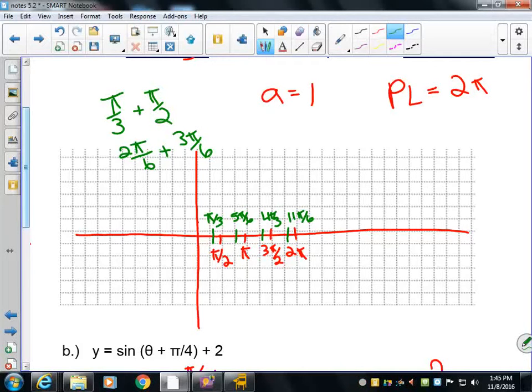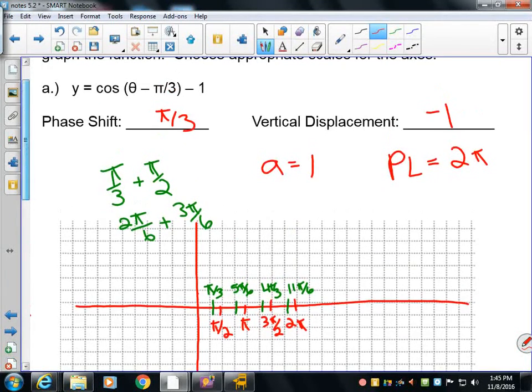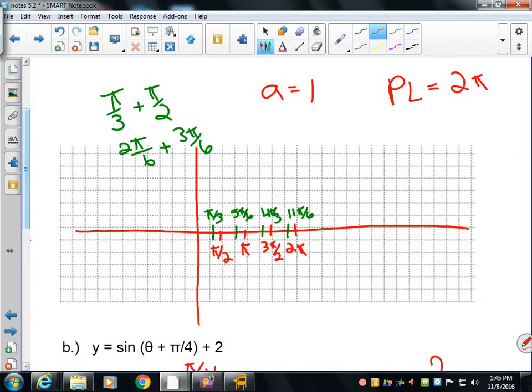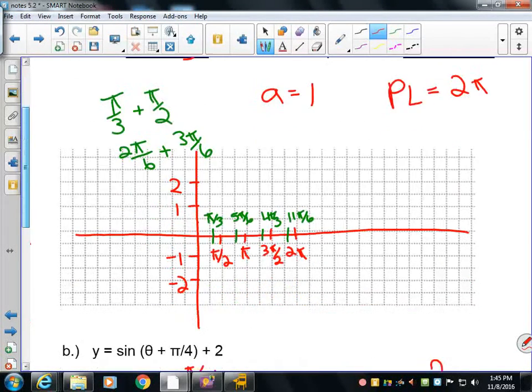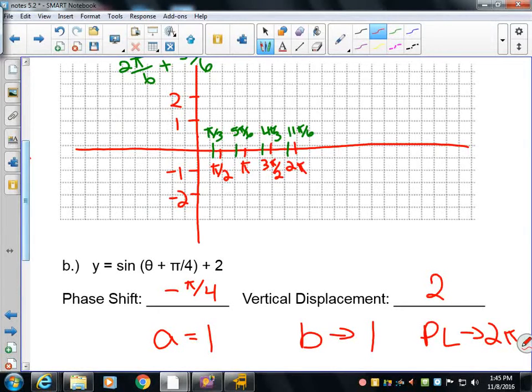Now, is this sine or is this cos? Cos. Cos normally starts at 1. But we're shifting it. So let's say this is 1, this is 2. This is -1. This is -2. So cos normally starts at 1, but we have a vertical displacement of -1 and a phase shift of pi-thirds. So cos normally starts here, but we're shifting down and over, so cos will start right here.